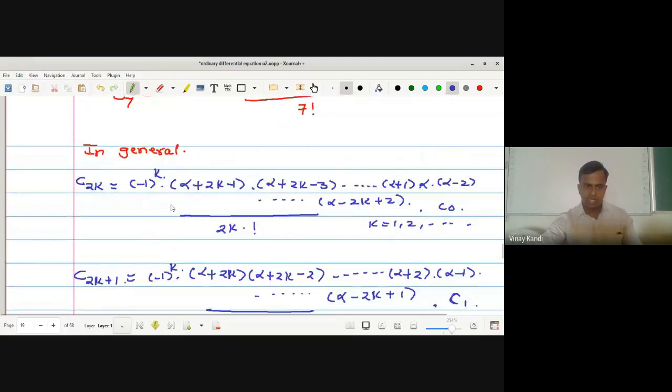Compare ck to the general term here. Correct.